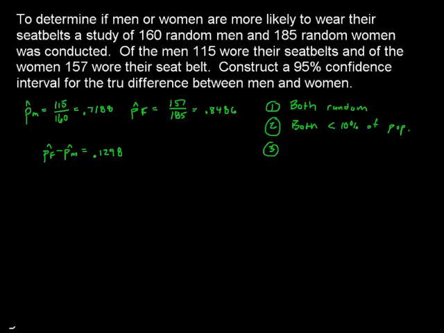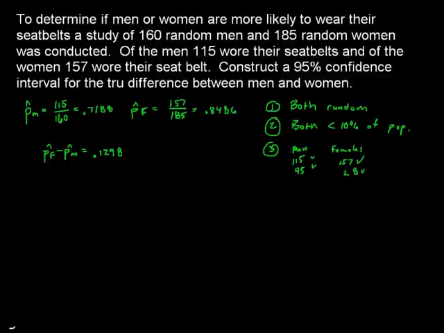So obviously for men, I had 115 successes, and then 160 minus 115 is 45 failures. So that checks out for the men. For the females, I had 157 successes. That checks out. And 185 minus 157 is 28 failures, so that checks out as well. So I did have my 10 successes and 10 failures.